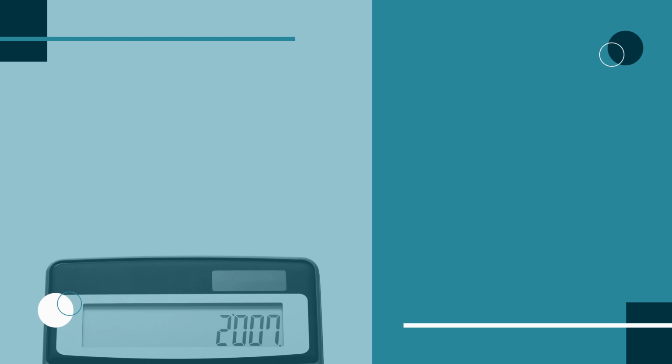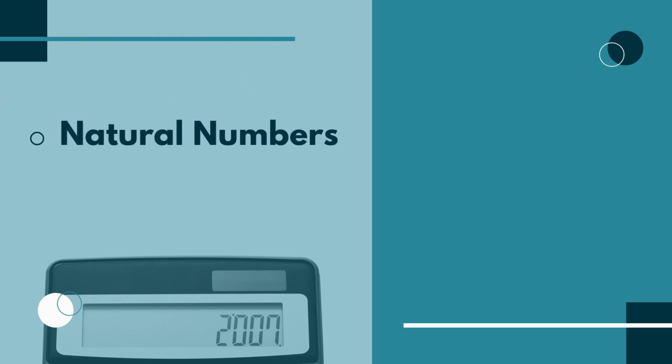Before we discuss rational numbers, let's first discuss what natural numbers are. When you first learn to count using the numbers 1, 2, 3, 4, and so on, you were using the members of the set of natural numbers or counting numbers. This is the set of natural numbers, the set of 1, 2, 3, 4, and so on.